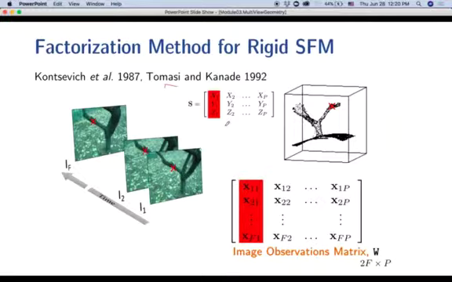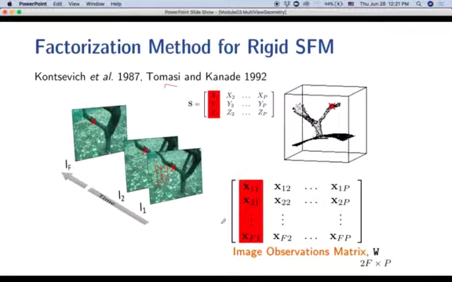Image observations. Because each of these points is a 2D vector, x, y, right? So this is x1, y1, x2, y2, x3, y3, all the way to xf, yf. Each of these boldface entries is a 2-vector. So that's 2f by p. P world points, f observations. Agreed?